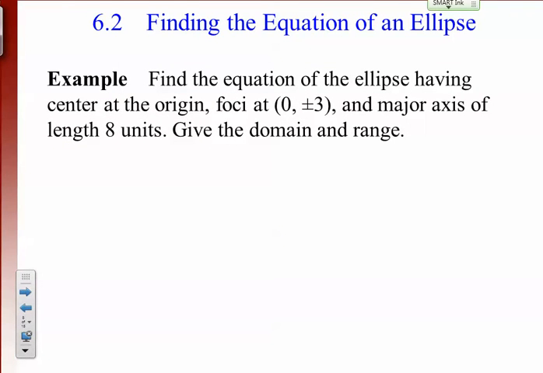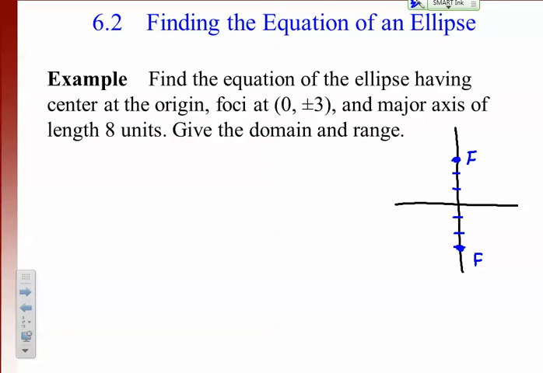Okay, find the equation of the ellipse having a center at the origin and 2 focus points at positive and negative 3, and the major axis is 8 units. Give the domain and range. Okay, so the first thing I would do on this one is draw a little sketch of where these things are. Where are my focus points? I know my focus points are going to be on my major axis. So where are the focus points? At 0, positive 3, 1, 2, 3. So I'm going to have one focus point there, and the other one, 1, 2, 3, going to be down here. Okay, so my 2 focus points are there.